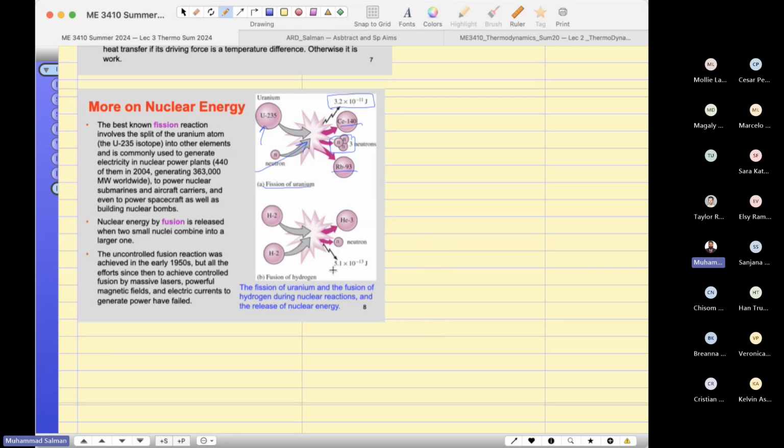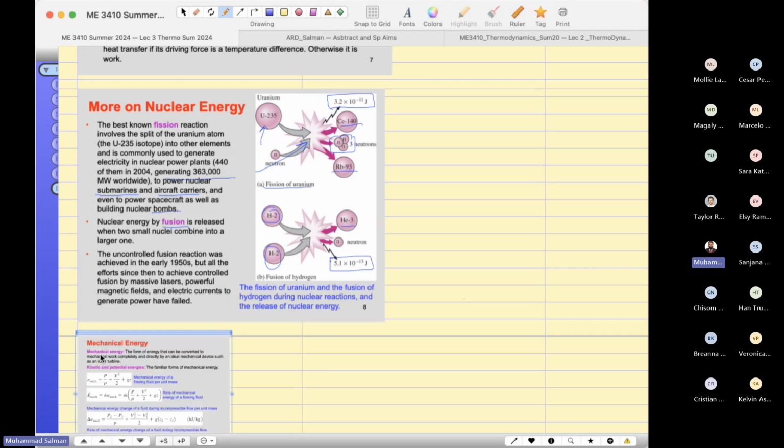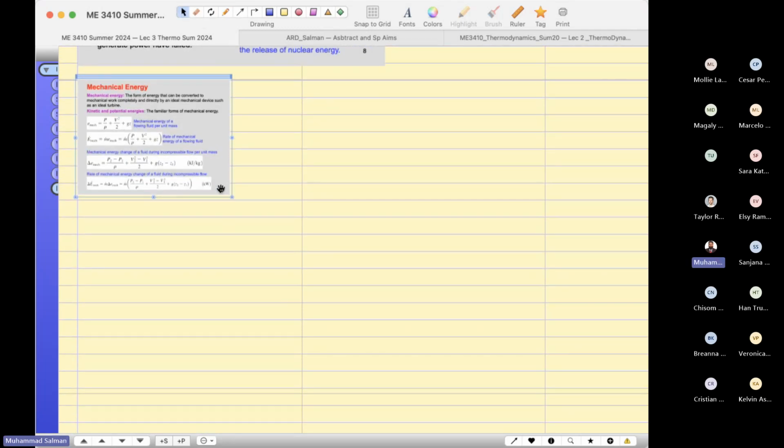And this happens very, very fast and creates a lot of energy and causes a lot of power generation for our whole city, or the submarine or aircraft carriers, etc., or even nuclear bombs. And in the fusion reaction, when two hydrogen isotopes are combined, it creates helium, and a lot of energy is created, which the theory is that in the sun we are having fusion reactions. Okay, the next slide is about the mechanical energy.